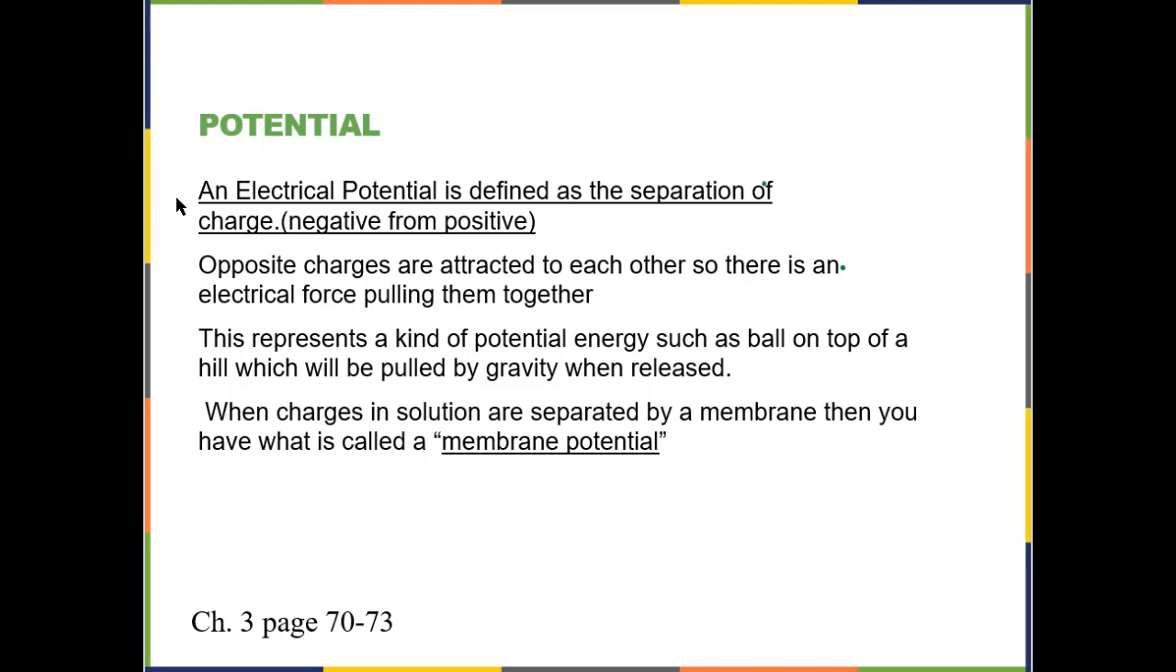So if you have opposite charges, negative and positive, separated from one another, they are going to be attracted to each other. This, as it says right here, represents a kind of potential energy because you have two charged particles that want to move. There is a force drawing the two of them together. If these two particles are separated by a membrane and they are able to feel attractive forces through the membrane, so there has to be a channel or a pore of some sort involved, then we call that the membrane potential.